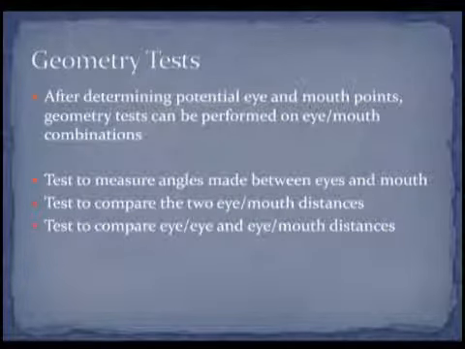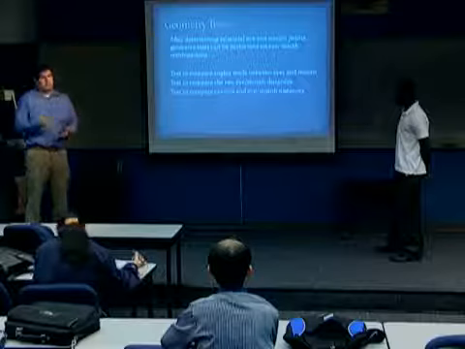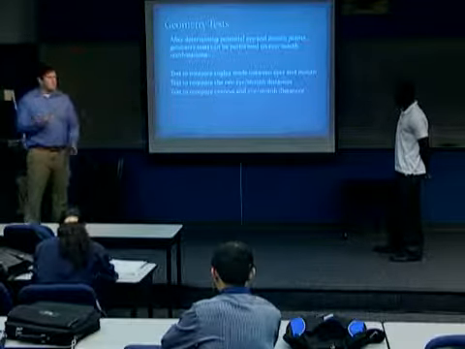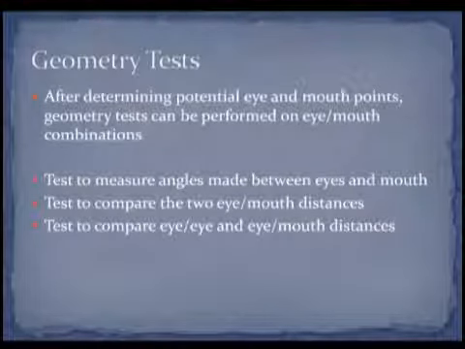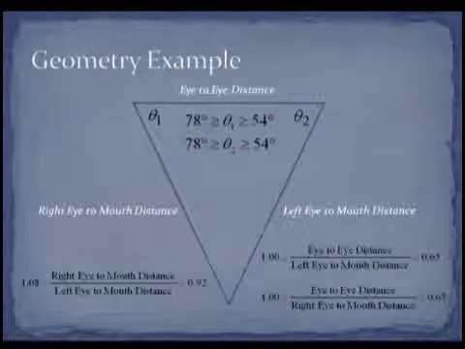After determining potential eye and mouth points, geometry tests can be performed on the eye-mouth combinations to try to eliminate possible face images. There's a test to measure the angle between the eyes and the mouth. There's a test to compare the two eye-to-mouth distances. And there's finally a test to compare the eye-to-eye distance and the eye-to-mouth distances. For example, if this is a triangle comparing one eye, the second eye, and the mouth, the angles theta 1 and theta 2 should be between 54 and 78 degrees. If it's between those values, then it passes the test and moves on.